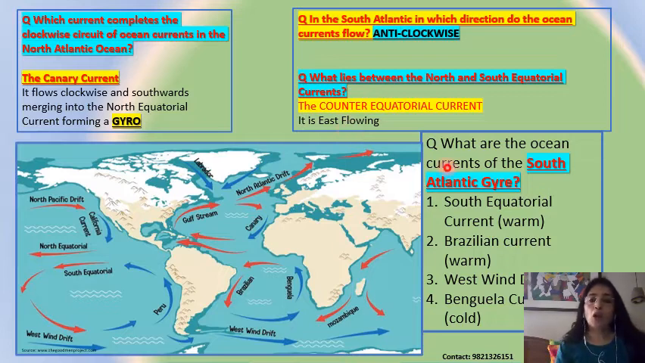Okay. What are the ocean currents of the South Atlantic gyre? Gyre means this circular current. There are 4. This is the equator here. The South Equatorial Current, it is warm. The Brazilian Current, which is also warm. The West Wind Drift, which is cold. And the Benguela Current, which is cold. These 4 form that circular pattern in the South Atlantic. We did North Atlantic earlier. Now this is South Atlantic.